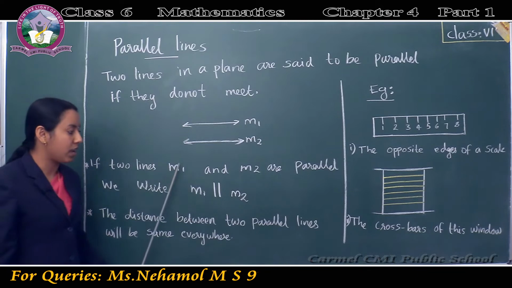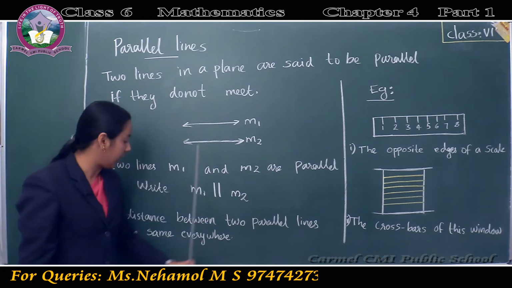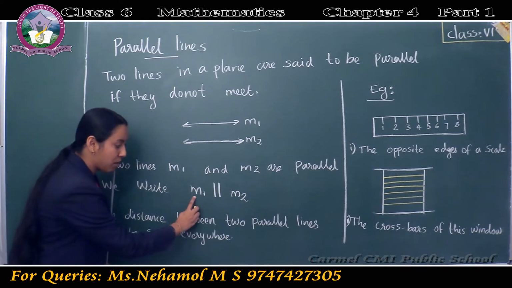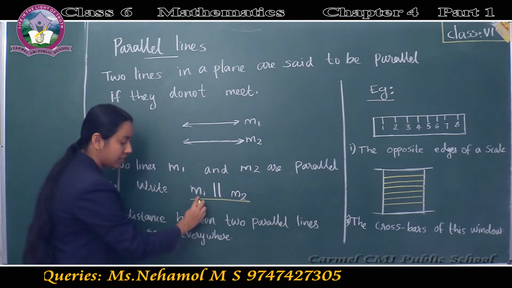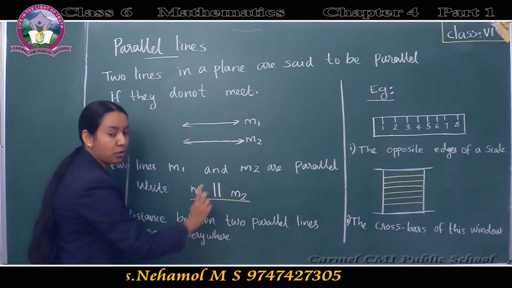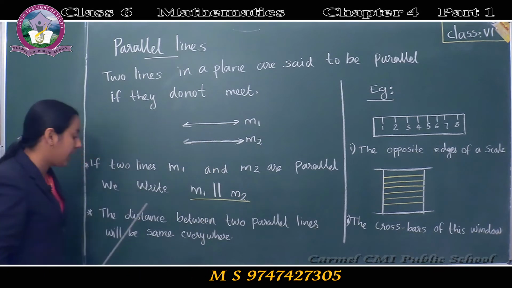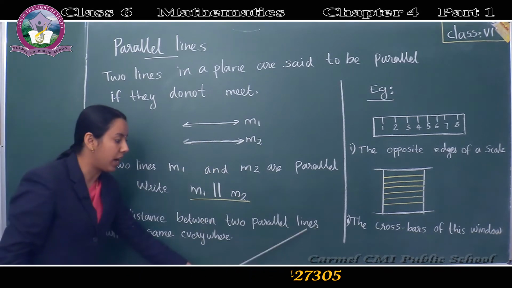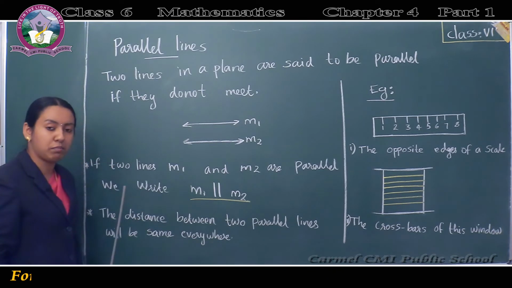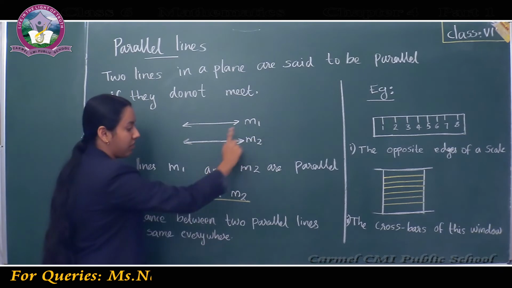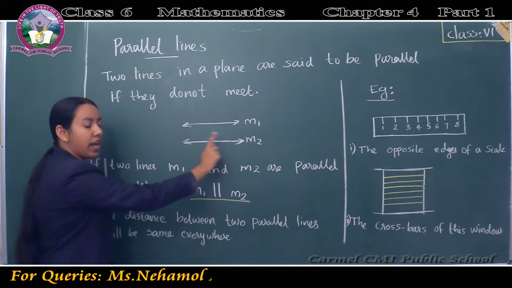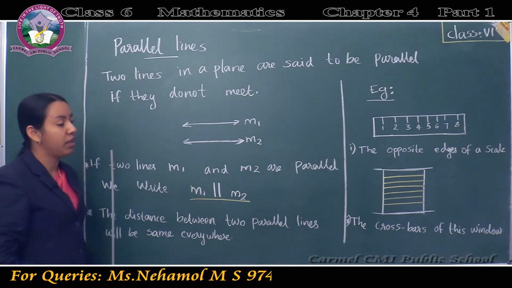If two lines M1 and M2 are parallel, we write M1 parallel to M2. We denote it as M1 parallel to M2. Then, the distance between two parallel lines will be the same everywhere.